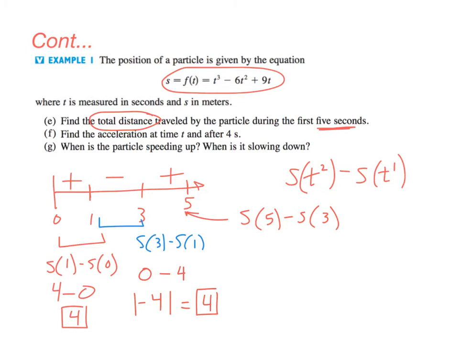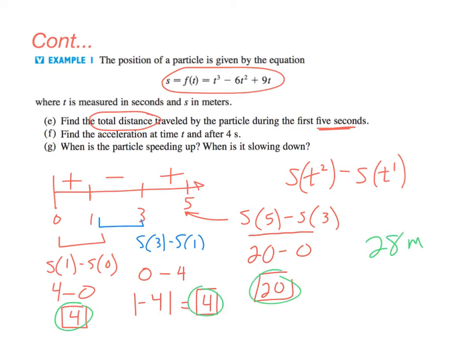And then the last position, s of 5 minus s of 3. Well, if I sub in 5, I believe I get 20. Subbing in 3, we already know is 0. So it gives a total distance of 20 there. And so the total distance traveled, if I were to add all these up, 4 plus 4 plus 20, would give me a total of 28 meters traveled.